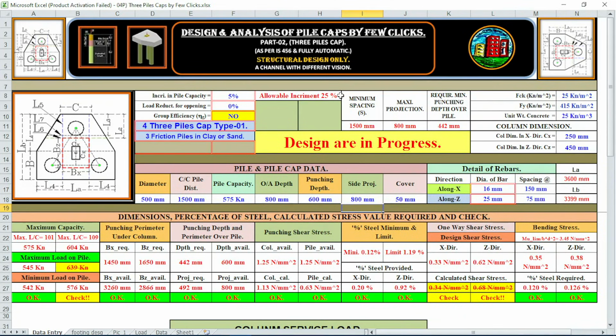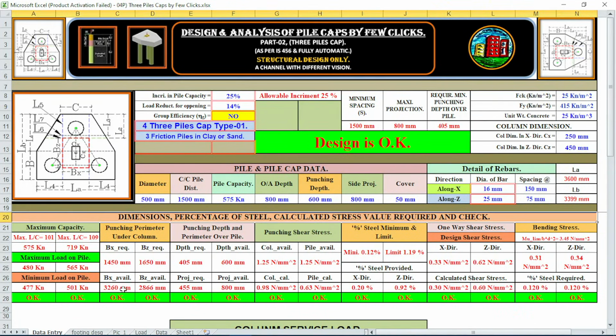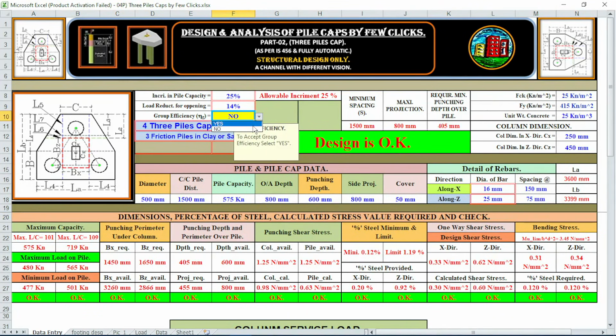Allowable increment in load capacity 25% for friction pile in clay or sand. So I'm putting here 25%. Load on pile is less than capacity of the pile. Now load reduction for opening 14%. Okay. Now I'm considering efficiency, group efficiency of pile. Design is okay.